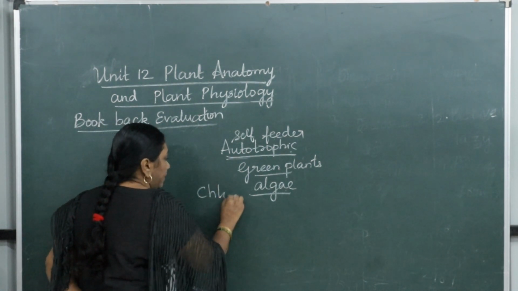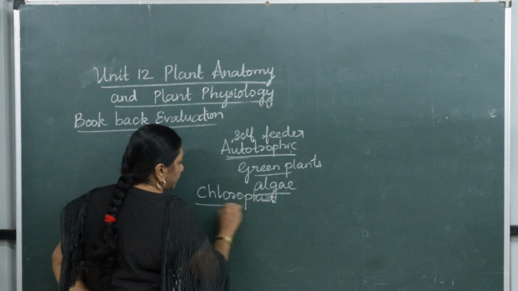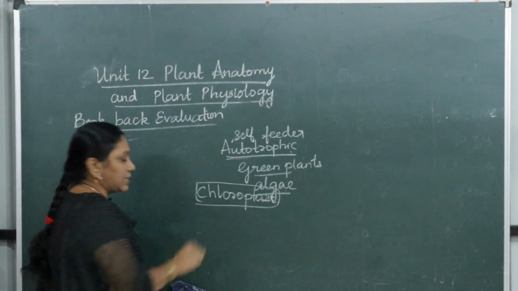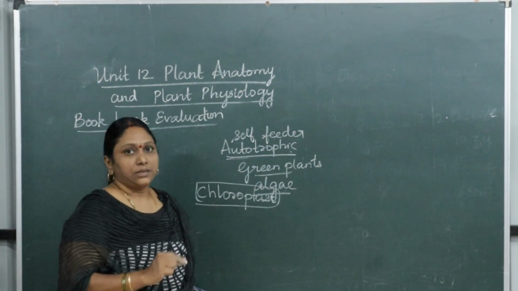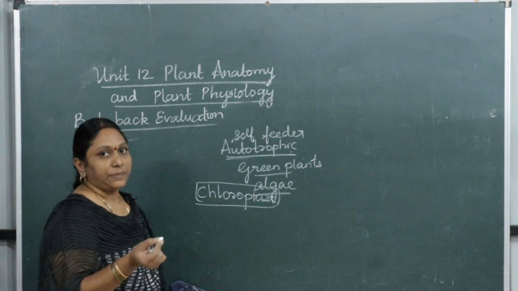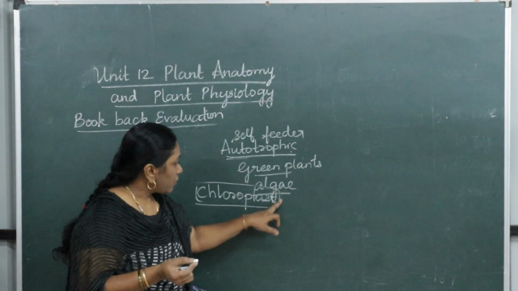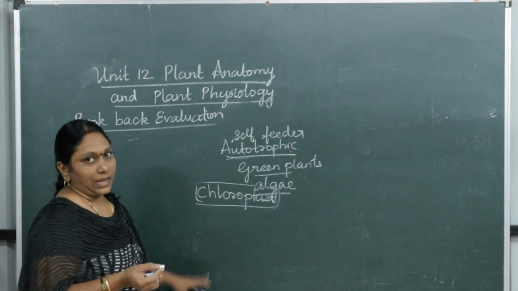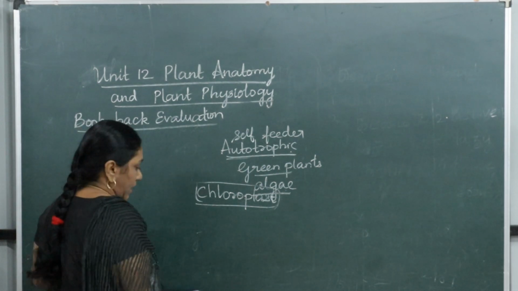In a cell, photosynthesis takes place in the chloroplast. We have seen the ultrastructure of the chloroplast in previous videos. Okay, so in a cell the photosynthesis process will take place in the chloroplast. Chloroplast is a type of plastid which gives green color to the plants.